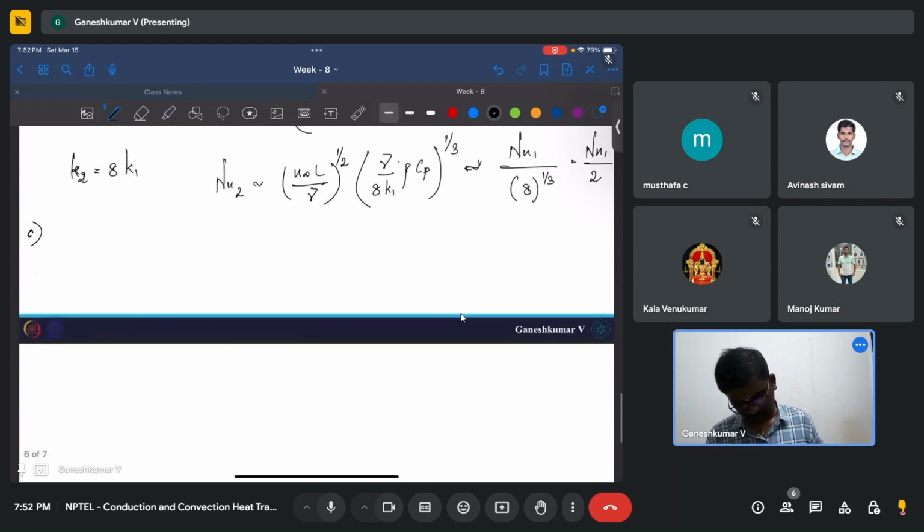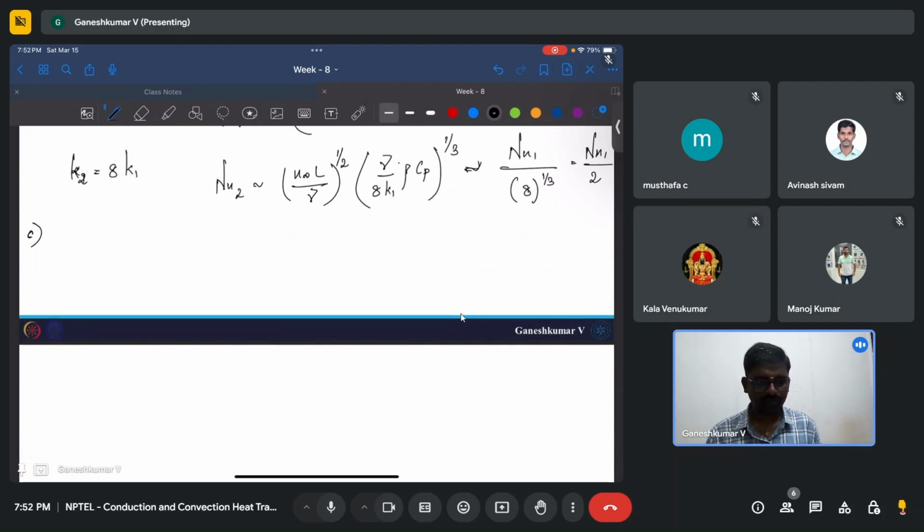So this is a little bit counterintuitive if you think about it. Why would a thermal conductivity have a bad influence on heat transfer? But I'm not going to give you the answer right now. You think about it: why increasing thermal conductivity is going to reduce the Nusselt number.